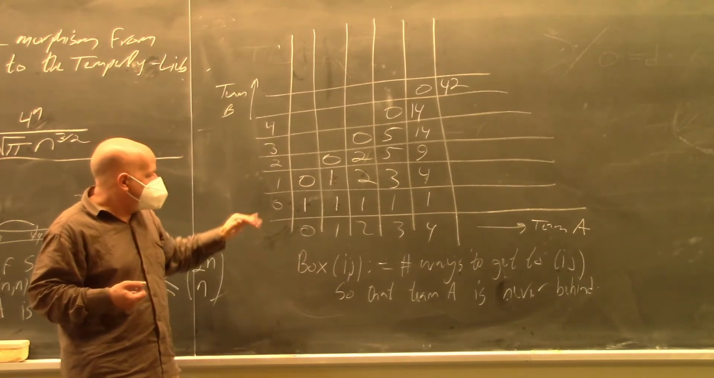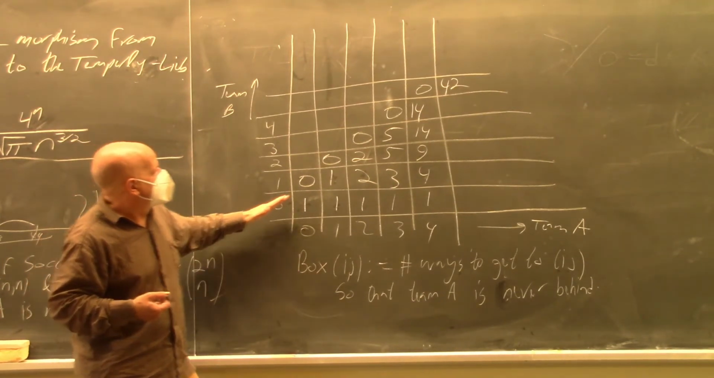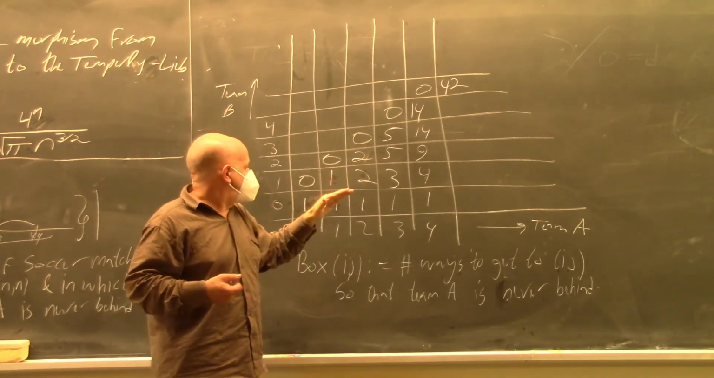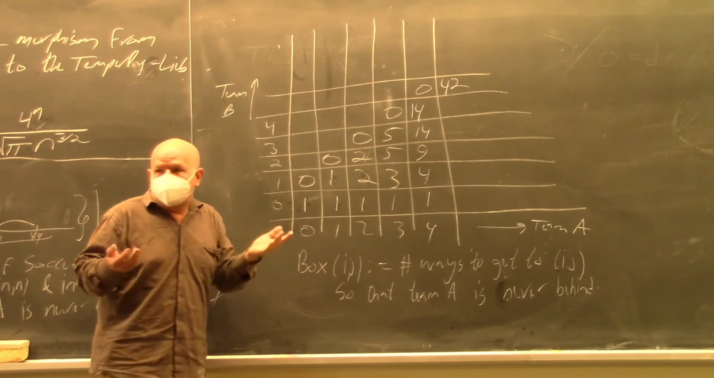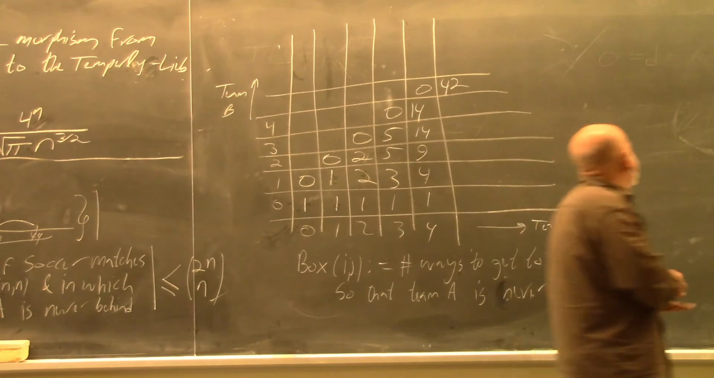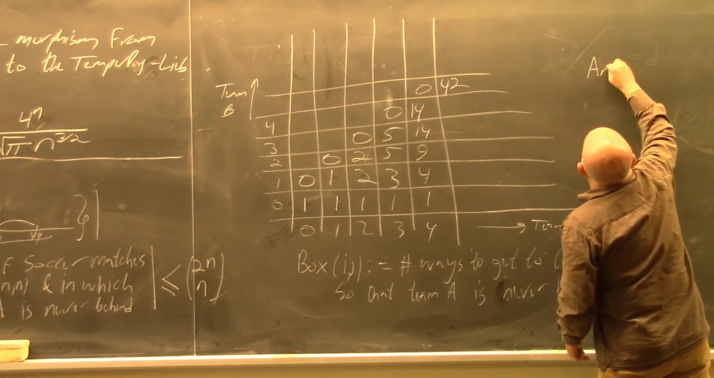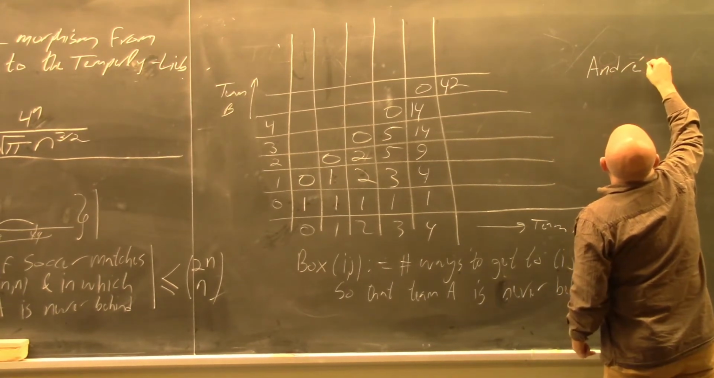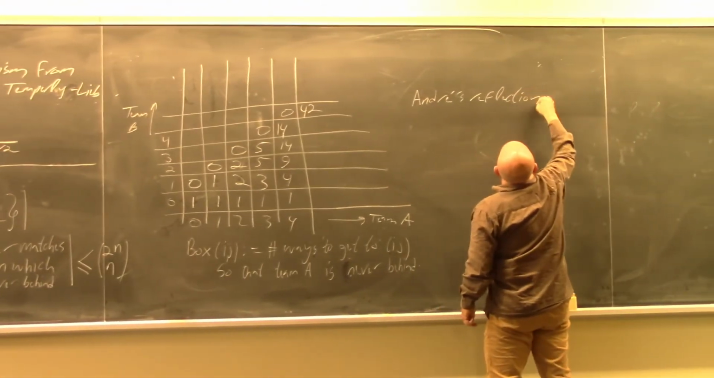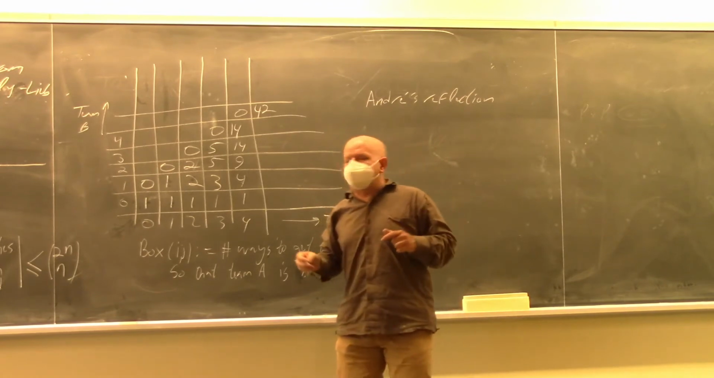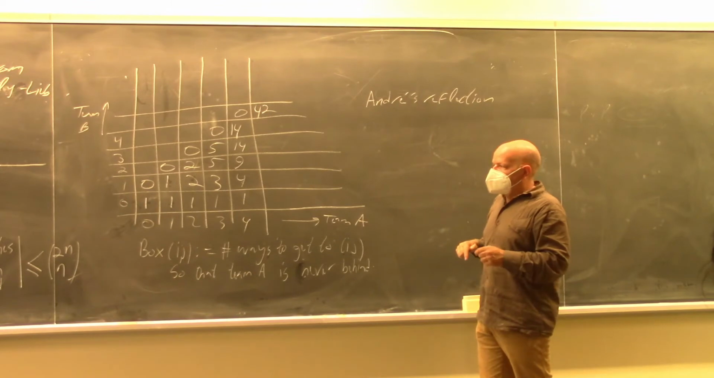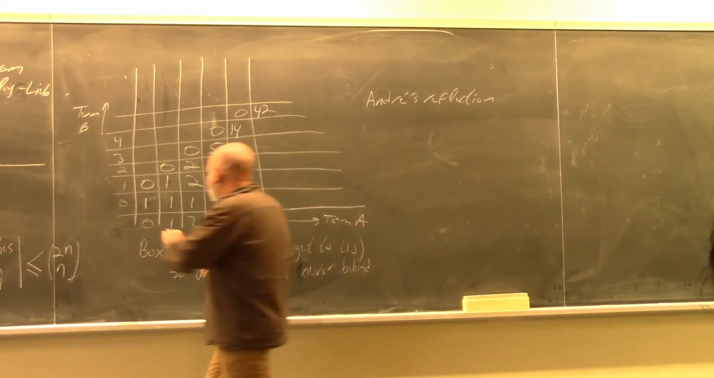Okay? Except here I have the rule that there is a diagonal of zeros. Okay? So what do we do? There is a clever trick, and I think it's called André's reflection principle, but I'm not sure I'm spelling it right. Anyway, the trick is the following.